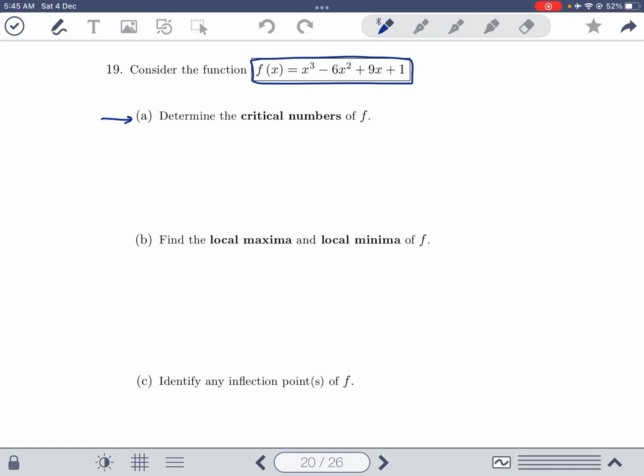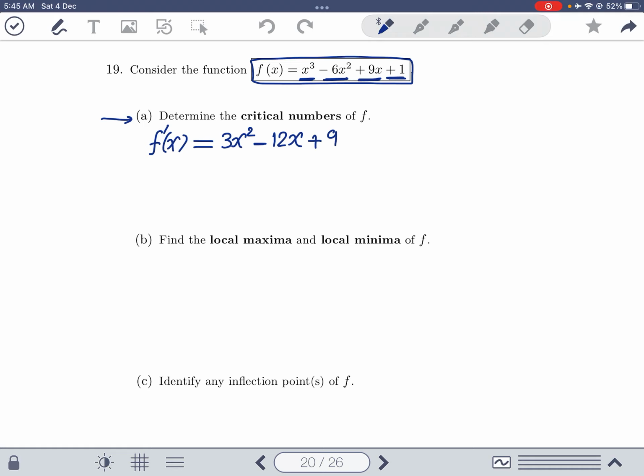Those are the numbers for which the derivative is 0 in this case. So f prime of x is, and now compute x cubed, the derivative is 3x squared, minus 6x squared, the derivative is minus 12x, plus 9x, the derivative is plus 9, and then plus 1, the derivative is 0, the derivative of a constant. So we don't need to put it there. The 9, of course, is there, but the 0, no need for it.